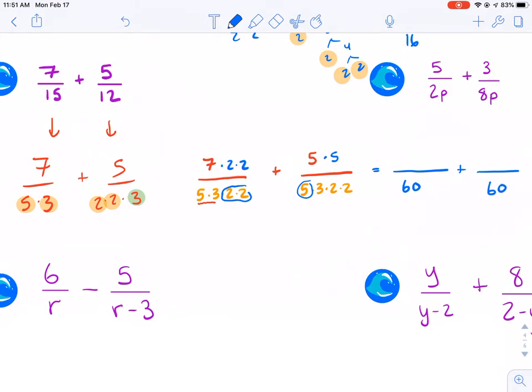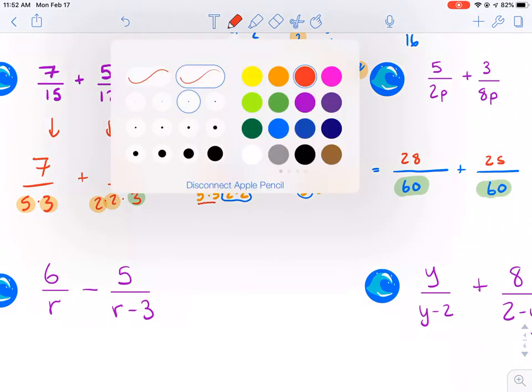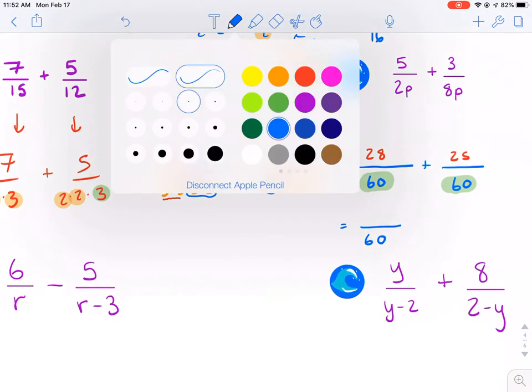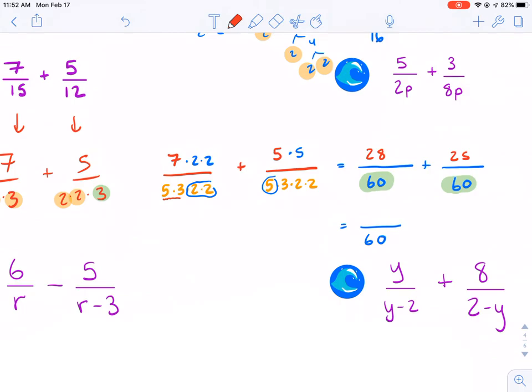So we know our denominator is 60, our least common denominator. In the top, we get 7 times 2 is 14, and then 28. And then 5 times 5 is 25. Now they have a common denominator. We are ready to roll. We're going to keep the base the same, 60, okay? And we're going to add the top. 28 plus 25 is 53. And that is our final answer, okay?